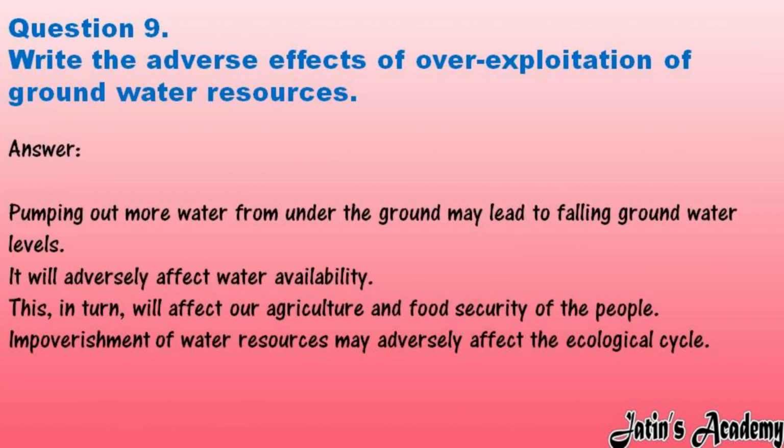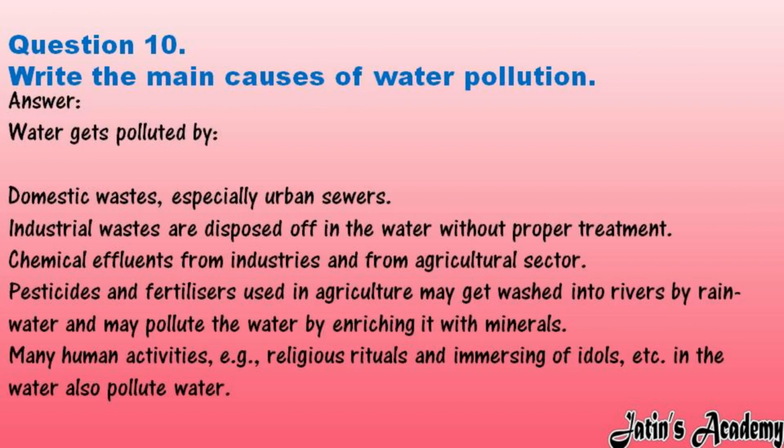Question 9. Write the adverse effects of overexploitation of groundwater resources. Answer. Pumping out more water from under the ground may lead to falling groundwater levels. It will adversely affect water availability. This, in turn, will affect our agriculture and food security of the people. Impoverishment of water resources may adversely affect the ecological cycle.